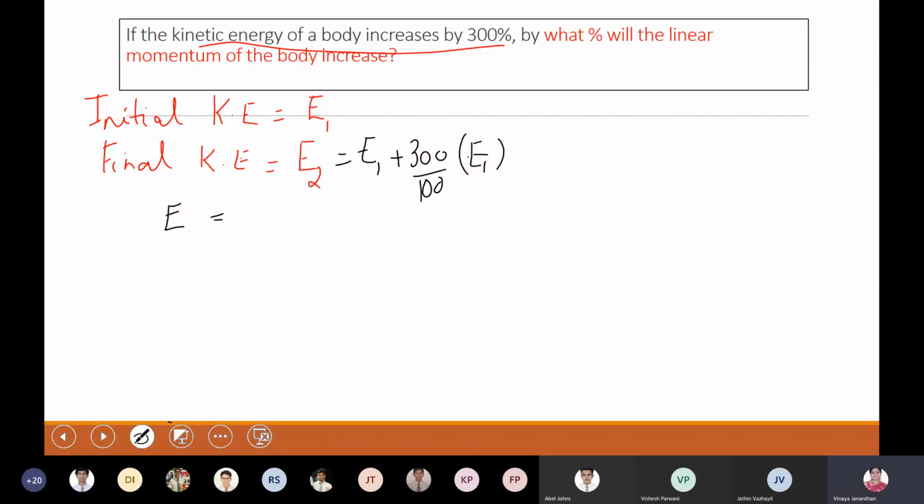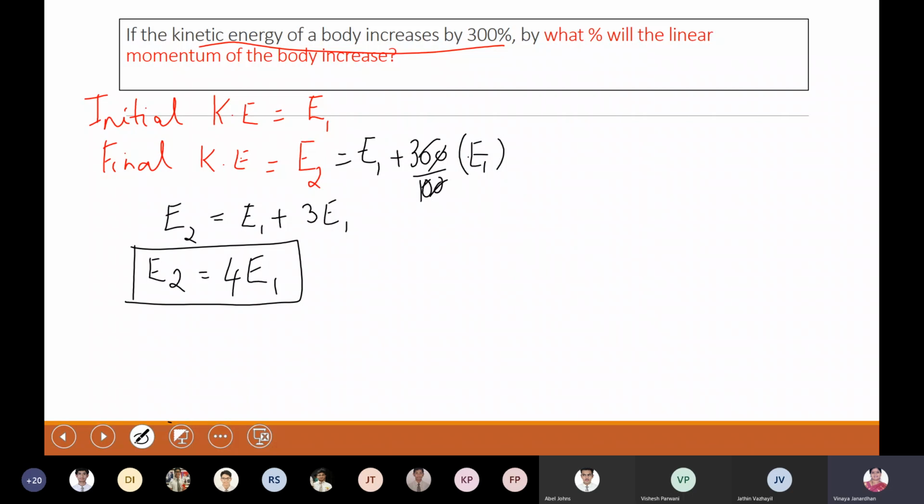So E2 becomes equal to E1 plus, I cancel this, 3E1. So E2 becomes equal to 4E1. Are you clear with this, boys? If the kinetic energy of a body increases by 300%, which means initial kinetic energy is E1, final kinetic energy is E2, which is E1 plus 300% of E1. So final kinetic energy is 4 times E1.